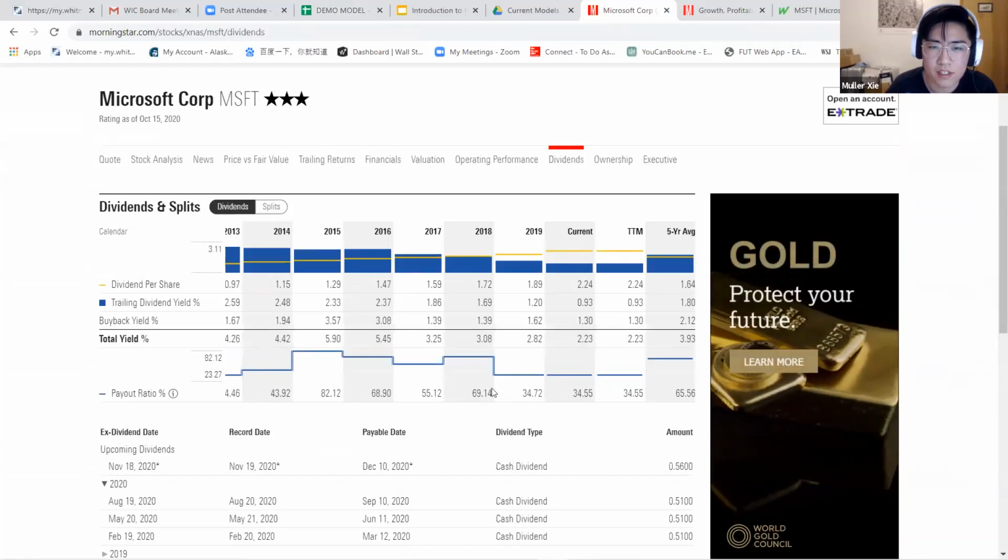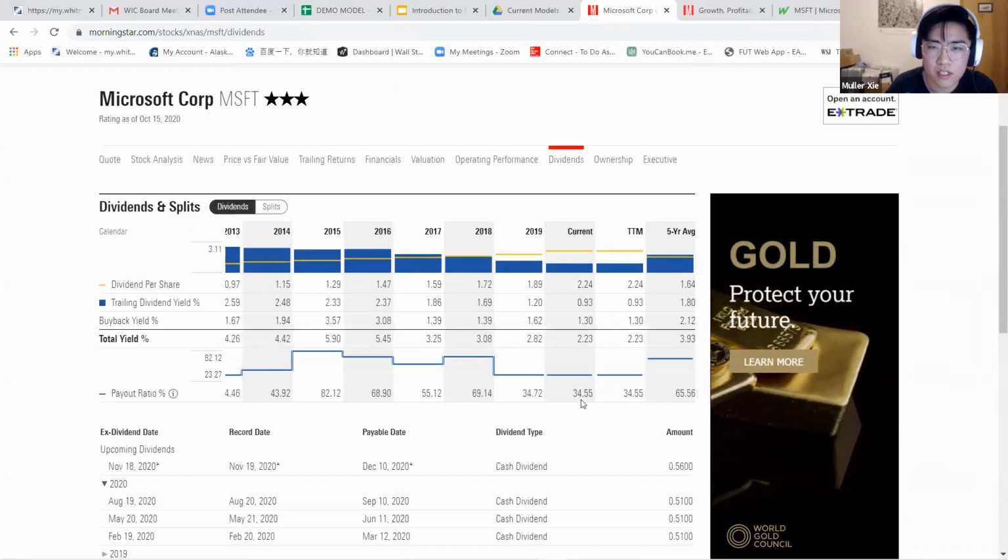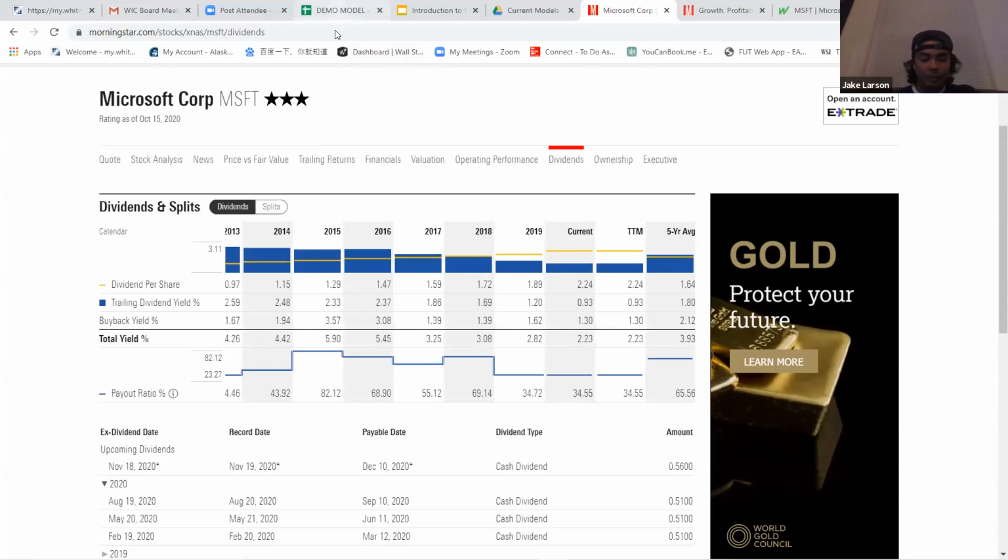Also, you can find it on Morningstar. Here, I think the current payout ratio should be 34.55.